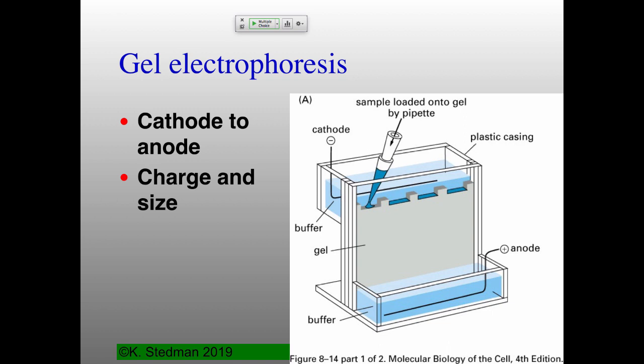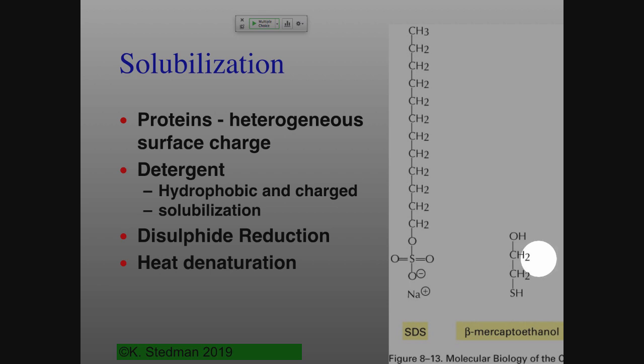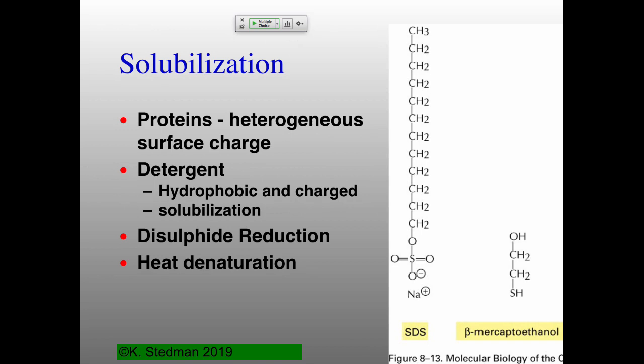But as we've talked about before, depending on what amino acid side chains you have on the outside of your protein, it's going to have different charge. And what would be really useful is to somehow separate proteins just based on their mass rather than their charge. The way that happens is you need to solubilize your proteins and get them so that they are not globular, i.e. all folded up together, but all stretched out.